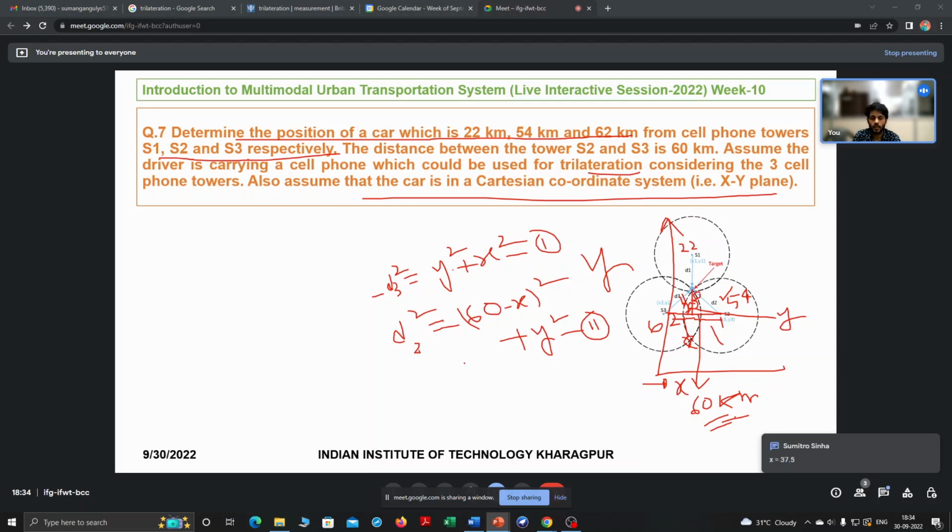X is 37.5. Can you calculate once again? I don't think you are right.